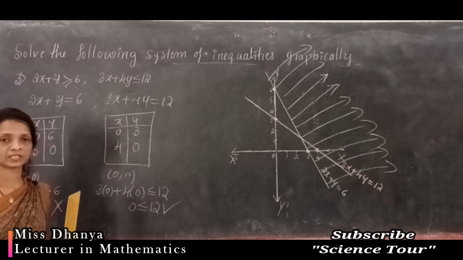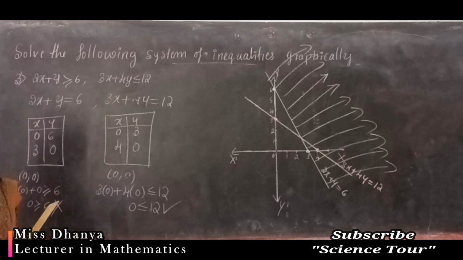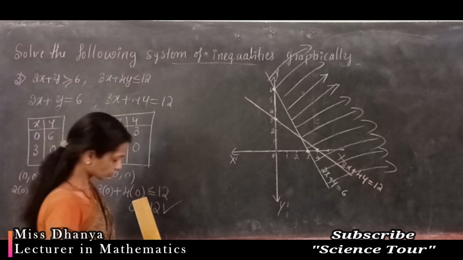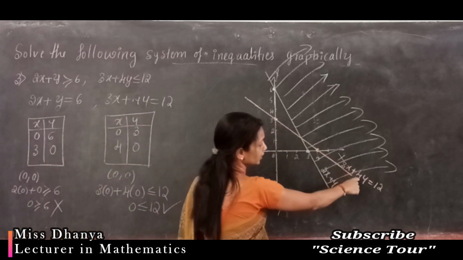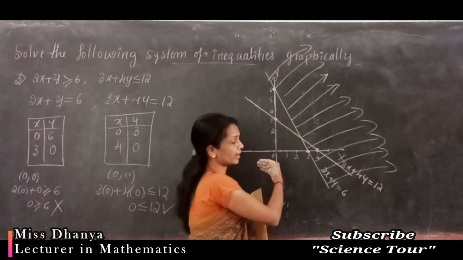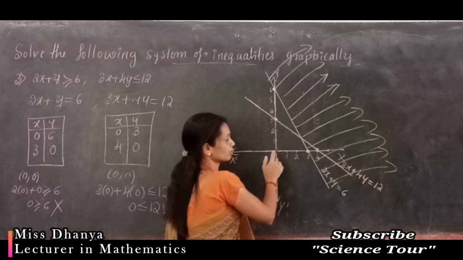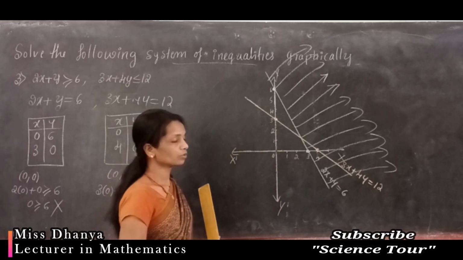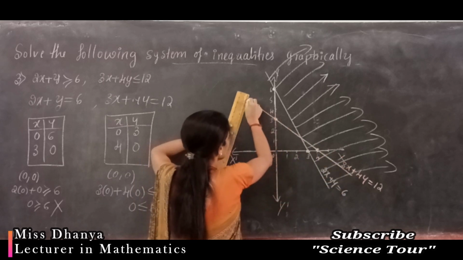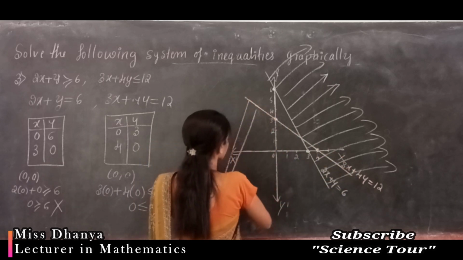Correct inequality means which region do you have to shade? You have to shade the region which contains the checking point 0, 0. Now see your line 3x plus 4y is equal to 12. In the lower half plane of that line, you have the checking point 0, 0. So you have to shade the lower half plane of this line. So we are shading that region now.